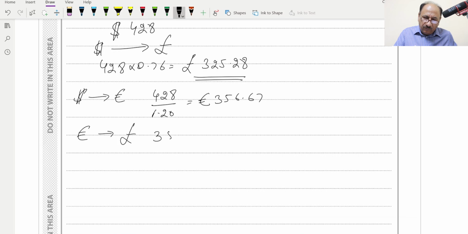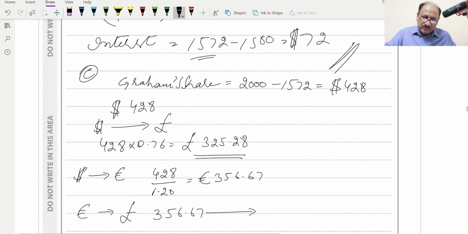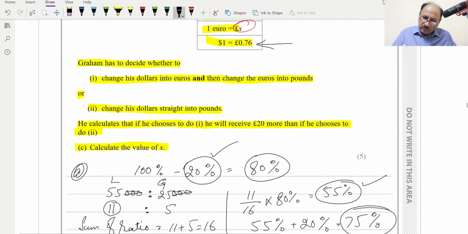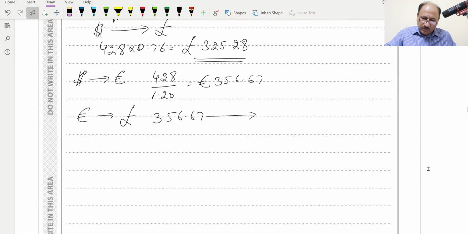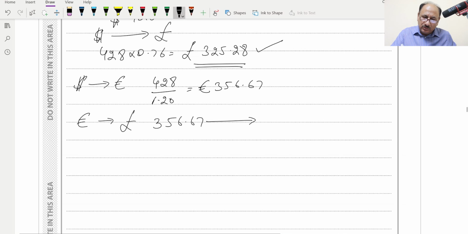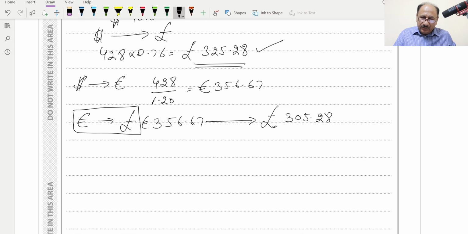Now we have to convert these euros into pounds. In the question they are saying $20 less. See this one, $20 more. This is more by option 1. So it means the second option is $20 lesser than this amount. So it will be pounds. This is basically dollar to euro to pound conversion. So these are basically euros, and this will be in pounds, and 20 pounds lesser will be 305.28.